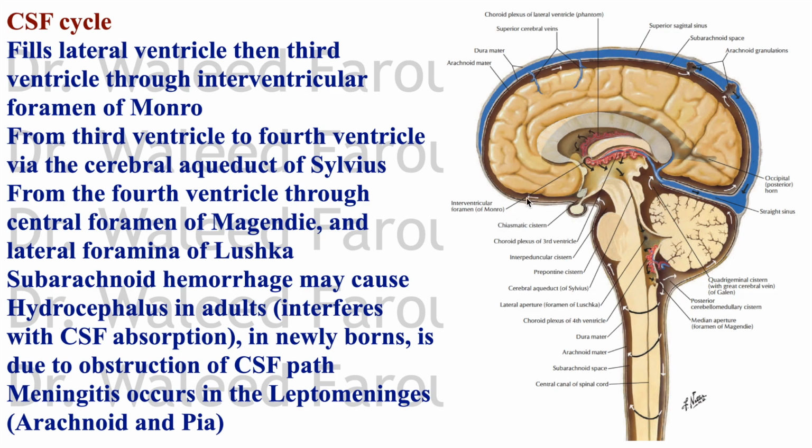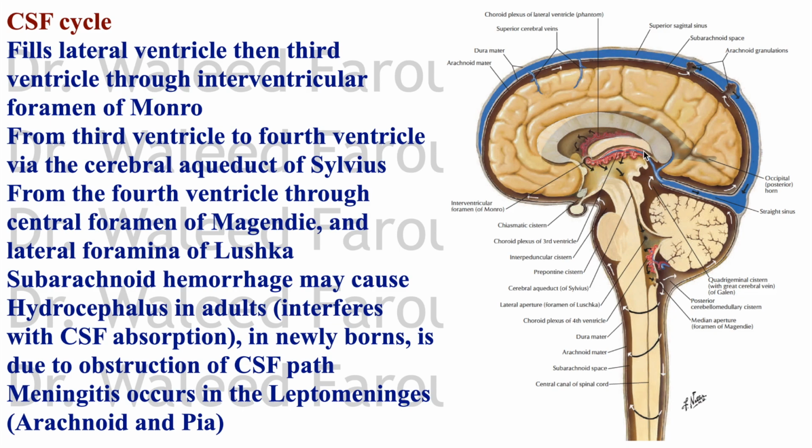CSF cycle, it's formed by the choroid plexus in the ventricles. As you can see here, examples of choroid plexus. They are composed of blood vessels covered by special endothelium, the choroid epithelium, formed of cells that are tied together to form the blood-CSF barrier, not the blood-brain barrier. Don't get confused with that. We'll talk about this later.